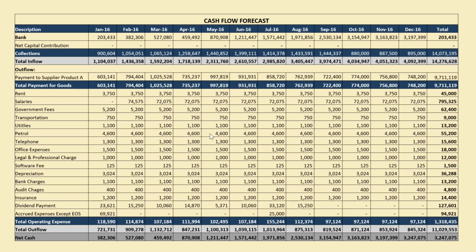And also this report will help in identifying cash shortages. If in this report, in any of the coming months, May or June or July, you can see that your cash is going negative, then before the time comes, the manager can take necessary action to avoid this cash shortage in future. Let's now do some practical, and we will see how we can prepare this cash flow forecast report.